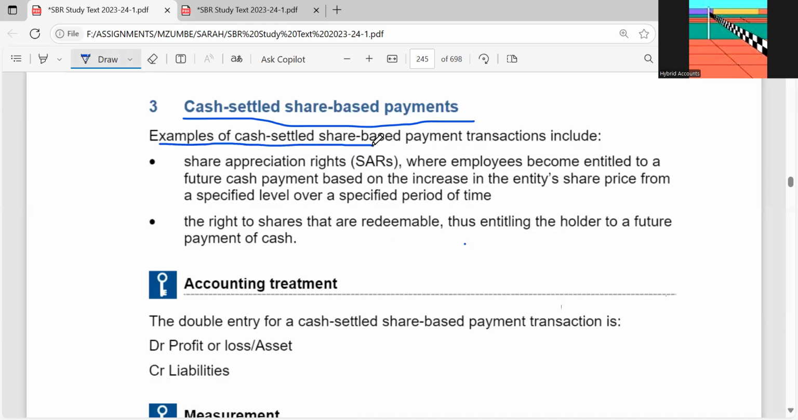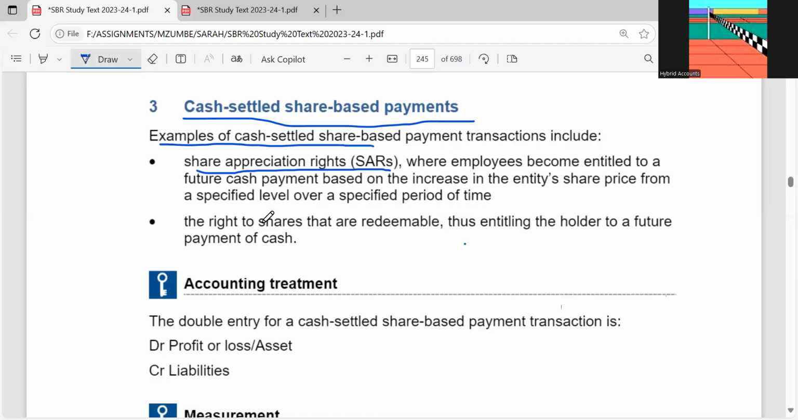Like you can see a share-based payment transaction, for example, something called share appreciation rights. What happens on share appreciation rights? Employees become entitled to a future cash payment, but based on the increase in the entity's share price from a specified level over a specified period of time. They would be paid cash, but that would depend on the entity's share price, and so employees would be encouraged to work harder and harder.